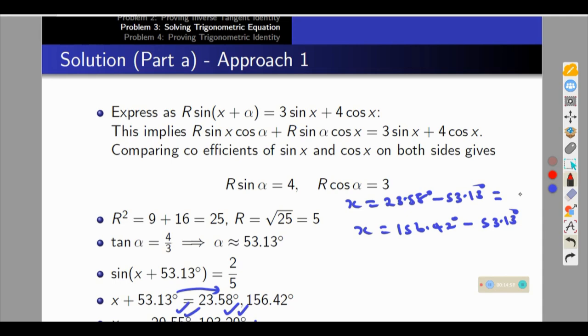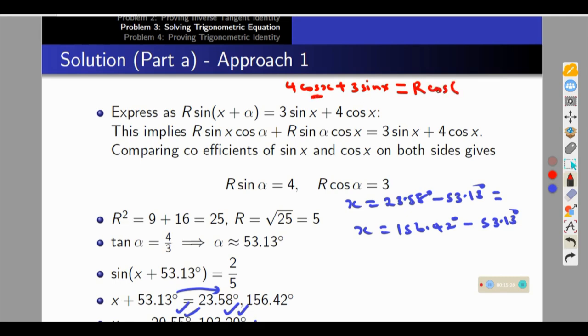So we need to look at some alternative methods. For the person who has not used the R sine of x plus alpha, someone can also use the cos expression. When you use the cos expression, you can first rearrange this expression to be 4 cos of x plus 3 sine of x, which means you can let this be in the form of R cos of.